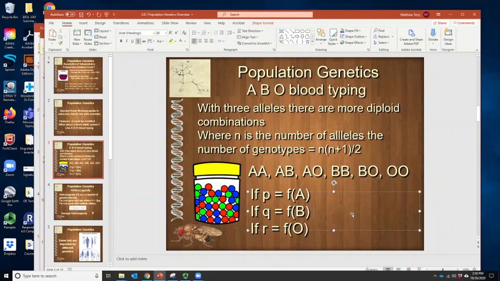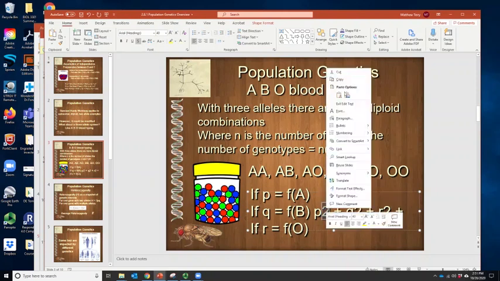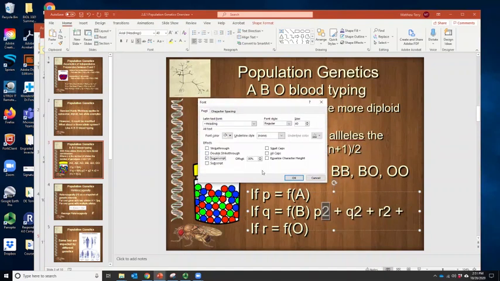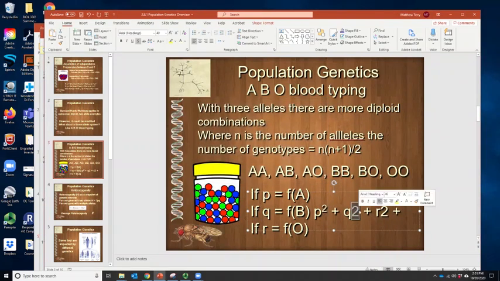The first part's very similar, right? So it would still be P squared, Q squared, plus R squared. I'll make those superscript in a little bit. We're just using R, and again, you could have picked any letter, but since R comes after P and Q, it works well, right? So this would be the equation for figuring out the contributions of all of the homozygotes. But we still need to figure out the heterozygotes.